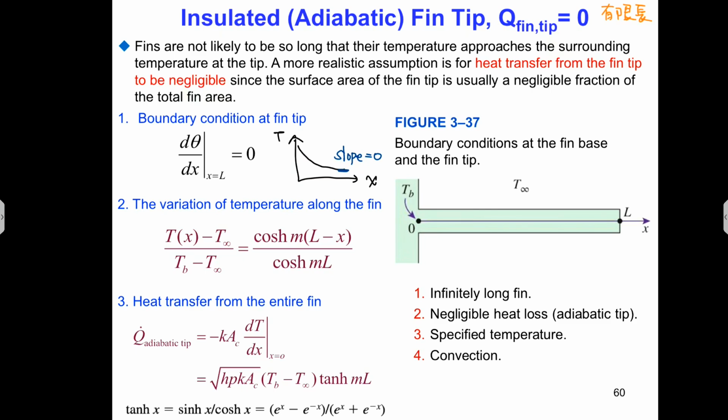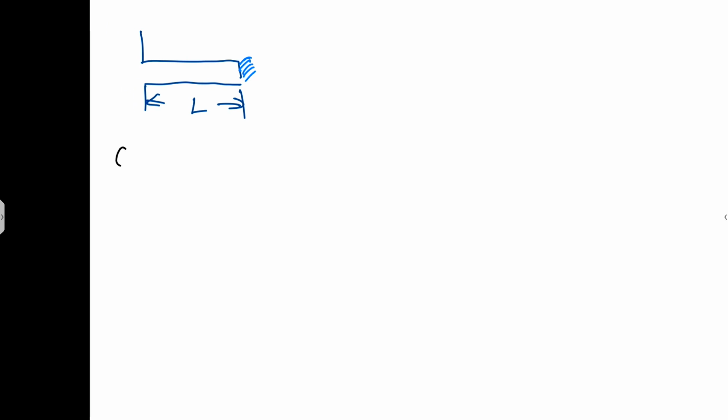So let's derive the equation. Let's draw this again. Then you have a length of L, and you have an insulated surface on the tip. Then of course you can start with the governing equation, then you have exponential blah blah blah, but we can just write it down because we already did this before.